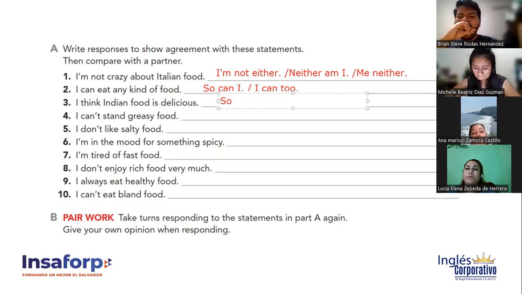I think Indian food is delicious. Otra vez. So? Yeah, I.